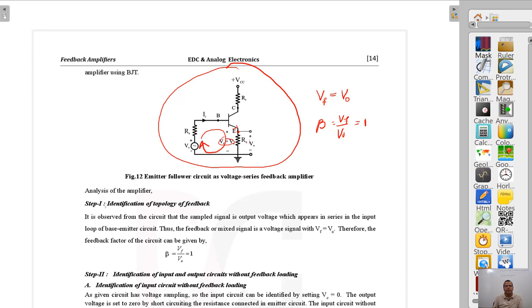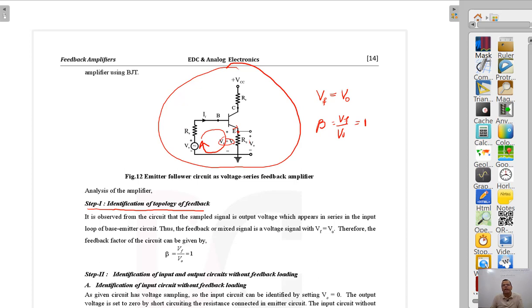Now please see here the identification of the topology of the feedback. First step, how do we identify? The output voltage is being sampled wholly, completely. We are taking the sample of this output voltage, and the feedback signal becomes this voltage itself. So that means voltage sampling and voltage mixing. We are taking this whole voltage into the input loop. So we are sampling the output voltage, and of course this voltage is coming in the loop of the input source.